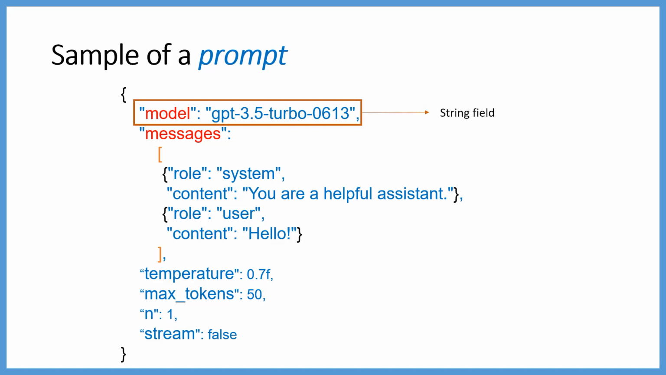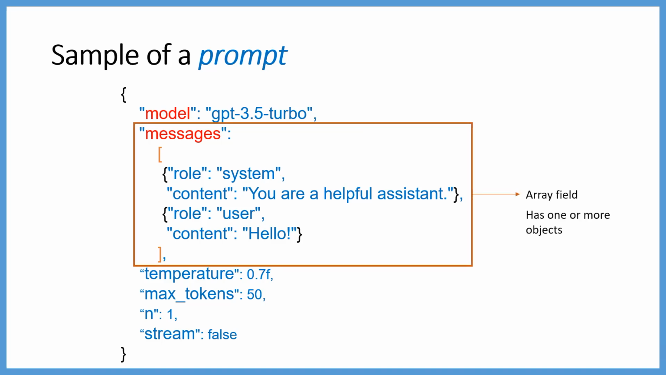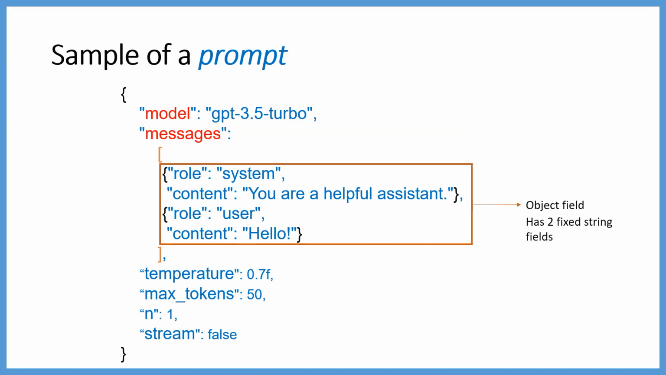The model parameter indicates which OpenAI model you want to use. We're going to use the GPT-3.5-Turbo-0613 model. The messages parameter is an array type parameter, and it can contain more than one object. This example contains 2 objects in the messages array. Each message object should have 2 string fields, role and content. The content field contains things you want to say to the API. There are 4 different roles you can use for the role field: system, user, assistant, and function.